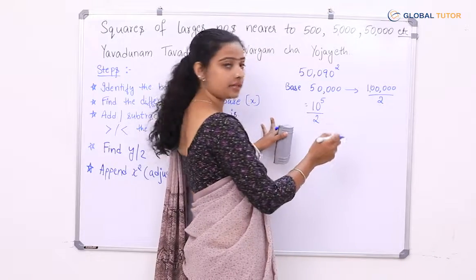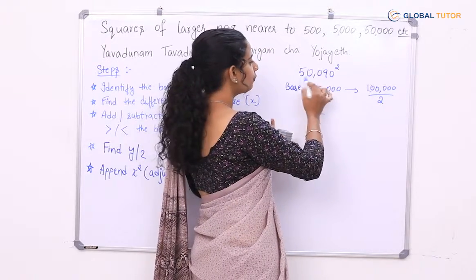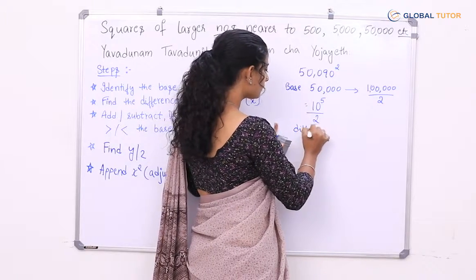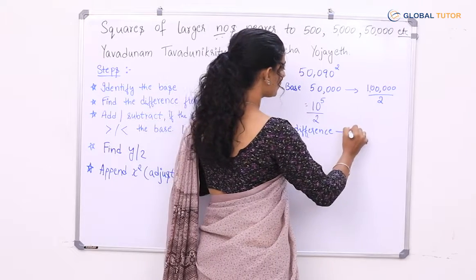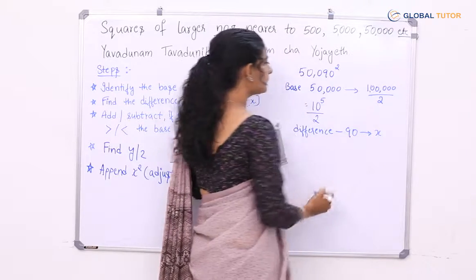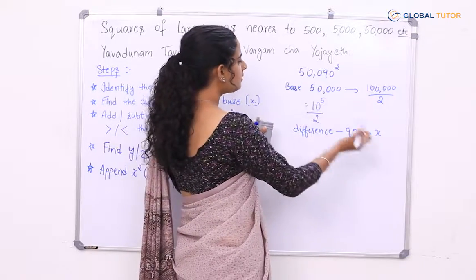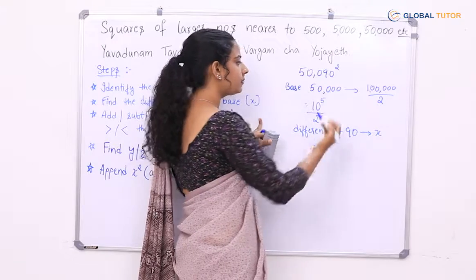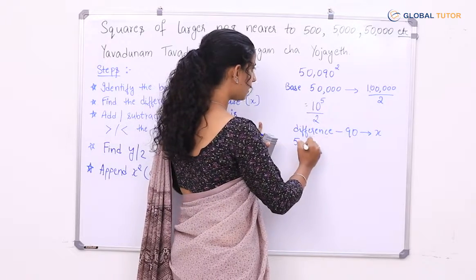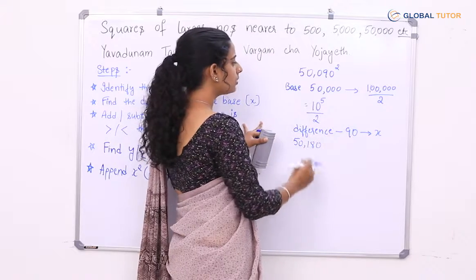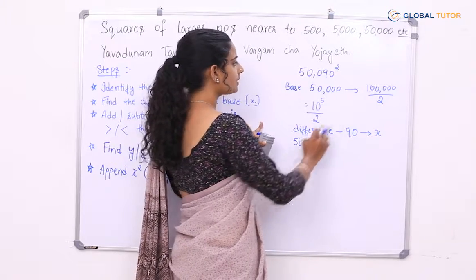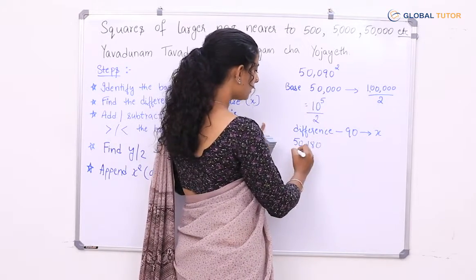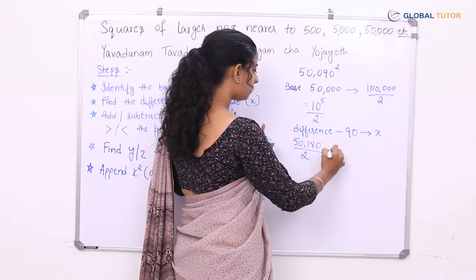Now, the first step is to find out the difference of 50,090 from 50,000. So, the difference will be 90, which we can call x. Now, the next step is to add 90 to the given number. Why? Because it is greater than the base. So, it will be 50,180. Now, we have to find half of this. Why? Because when we took the base, we wrote it as 1 lakh divided by 2. So, this will be 50,180 divided by 2.